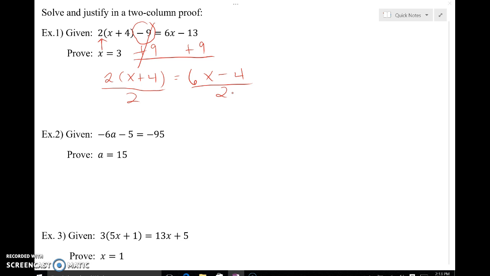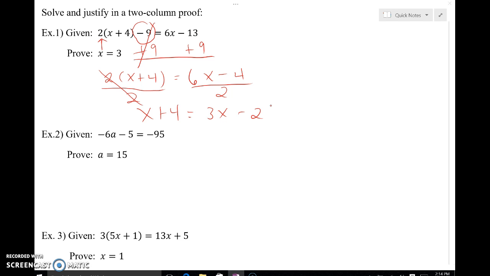So 2 divided by 2 is 1, so we could say that those things cancel. X plus 4 is equal to, and now, important to do here, everybody has to be divided by what's on the bottom. So 6 divided by 2 is 3x, and 4 divided by 2 is negative 2. So now I've got variables on both sides of the equation.